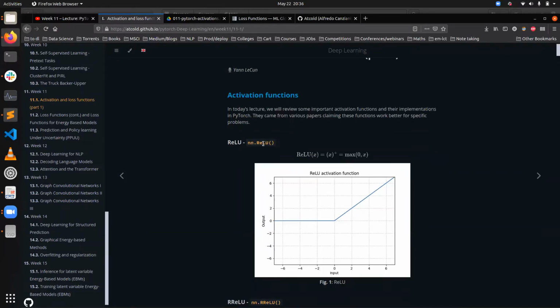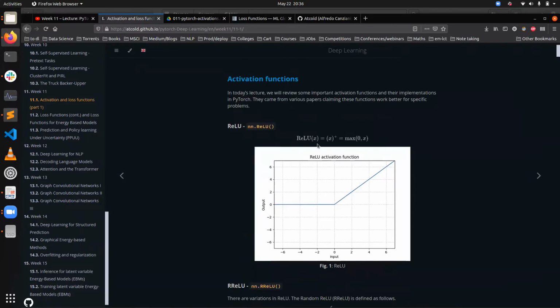So the first one is the most popular one, arguably. It's ReLU. I think all of you are familiar with it. This is what is being used in most architectures these days. It's just the max of zero comma x. So it's the most simple non-linearity that you can have. Just a single kink. So 0 if it's negative, and y is equal to x if it's a positive value.